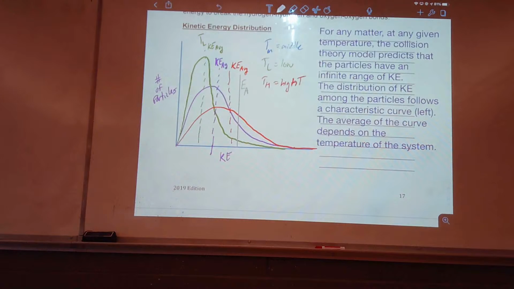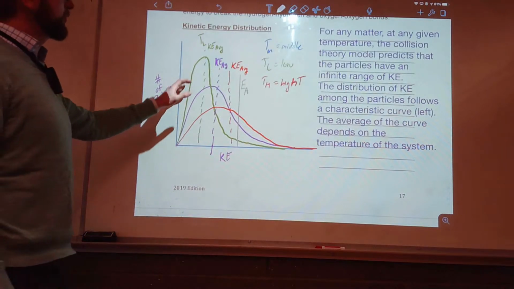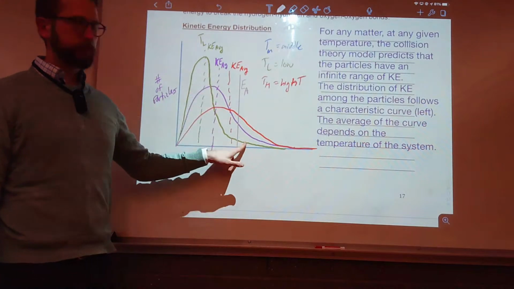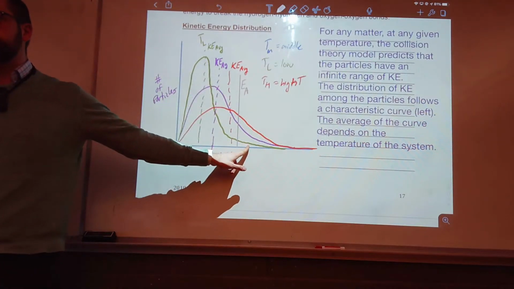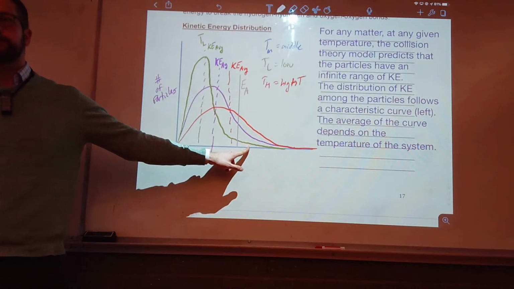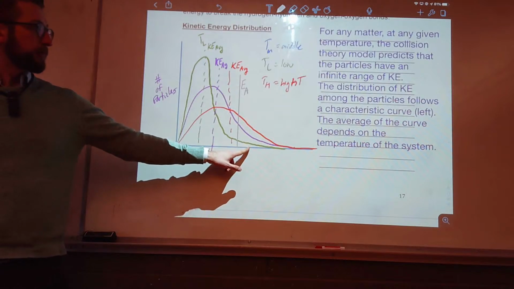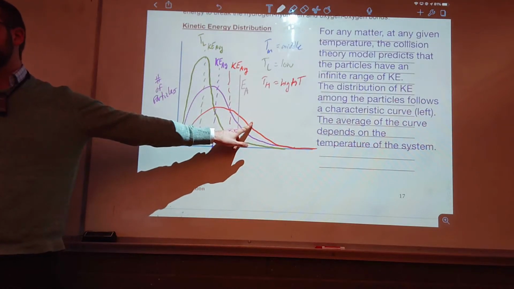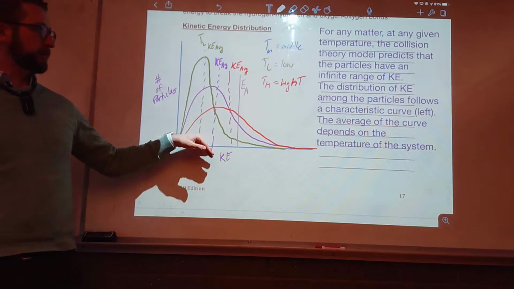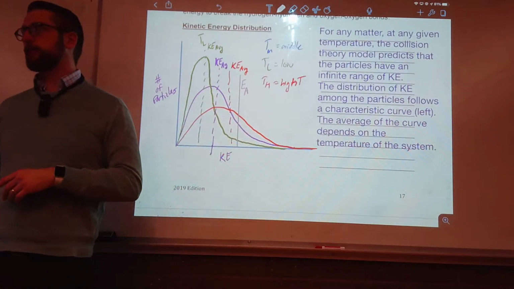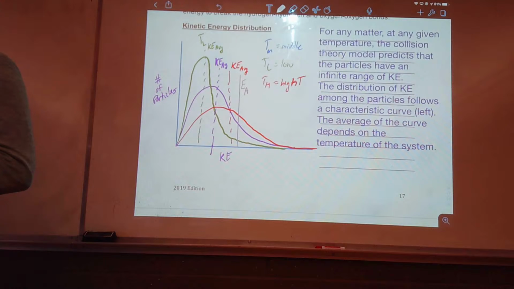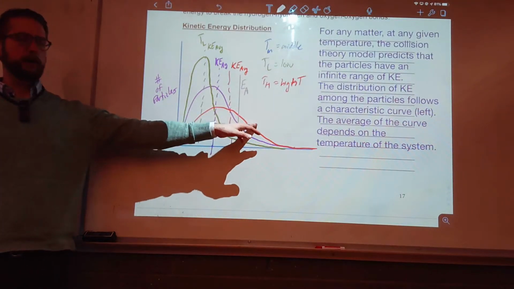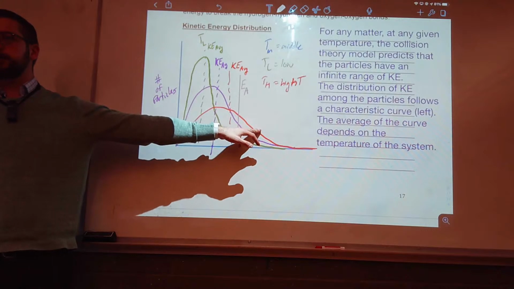And so when we compare these three chemical reactions, or the three temperatures, we can see that in the green line there are still some particles that are above the activation energy, but not nearly as many as in our high temperature line. And this is why when we increase in temperature, we typically get an increase in chemical reaction, because we have, on average, more particles that are available that can react.